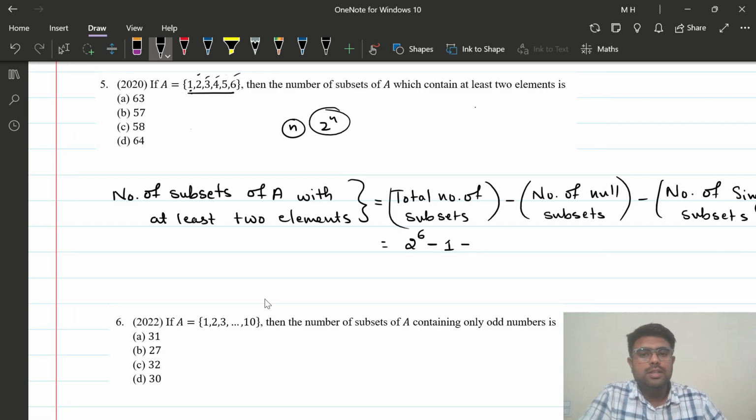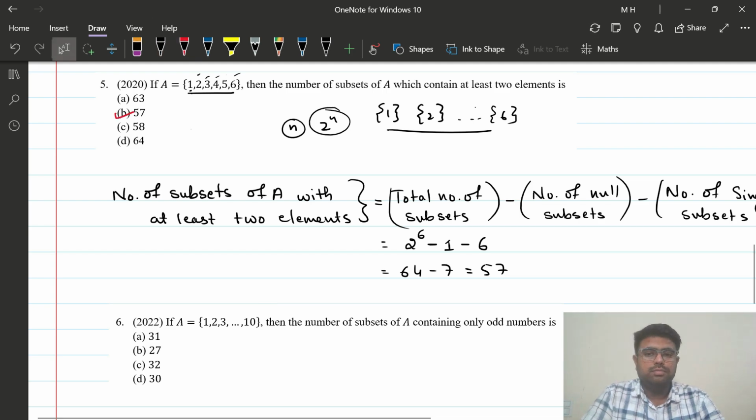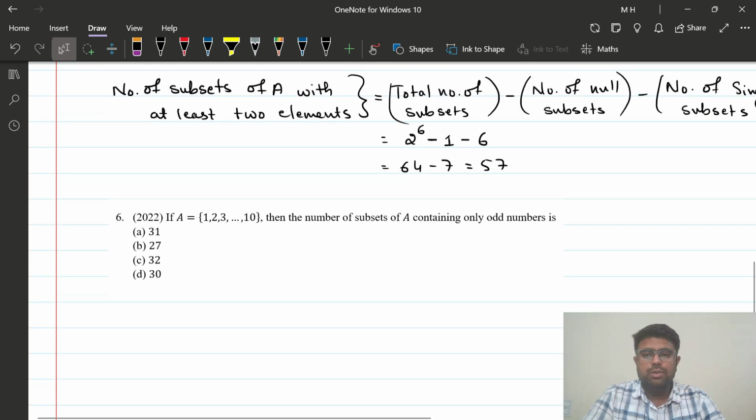What are the singleton subsets here? It is {1}, {2}, {3}, and so on up to {6}. So these are the 6 subsets which have only one element. So minus 6. 2 raised to 6 is 64, minus 7, which is going to be 57. So therefore option B is certainly the answer. Okay, so this is how you can do it.